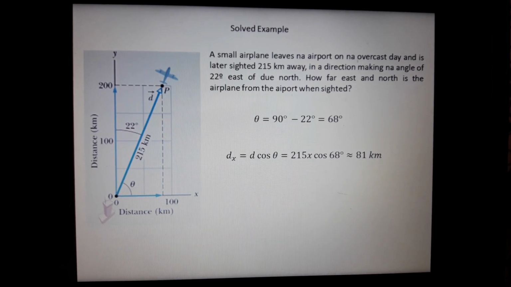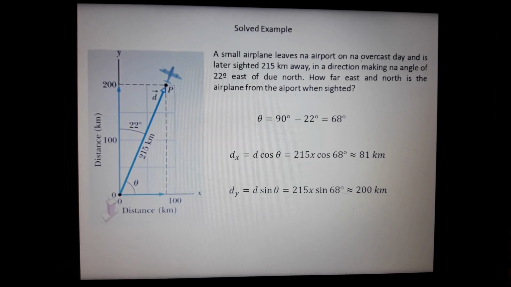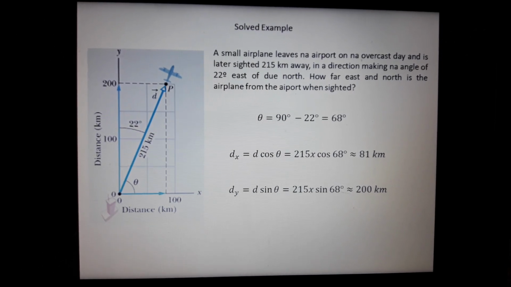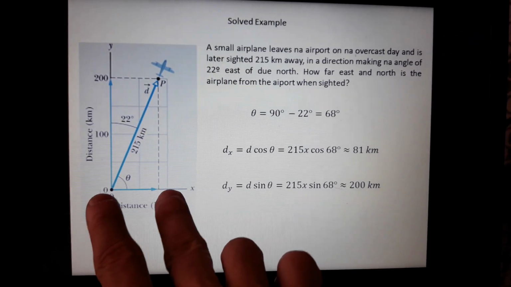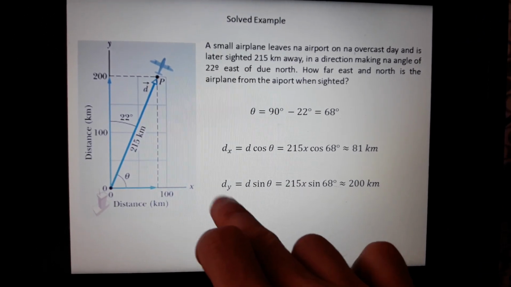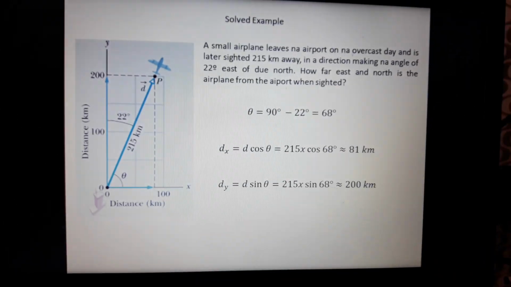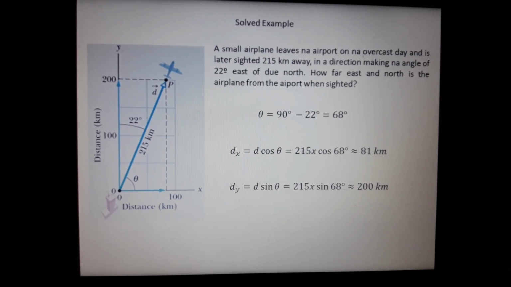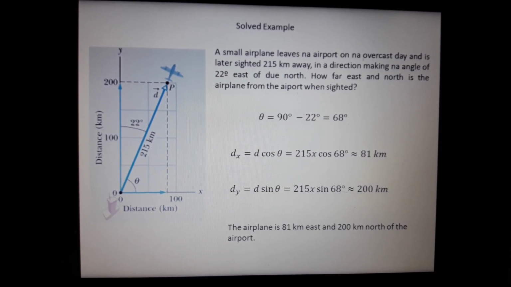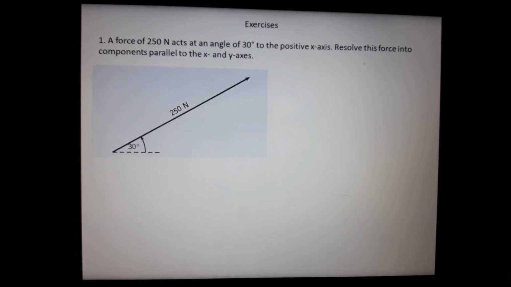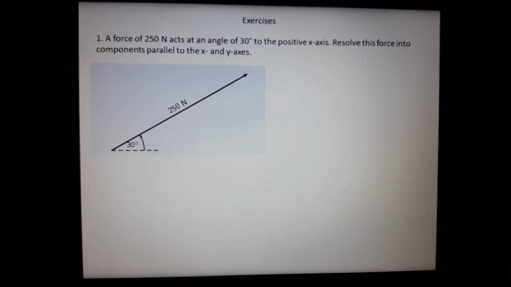215 times cosine of 68, you have almost 81 kilometers, and dy, it means dx this size, and dy this size, okay? And we have 200 kilometers. So we have 81 kilometers east and 200 kilometers north of the airport. So let's go to see this exercise.